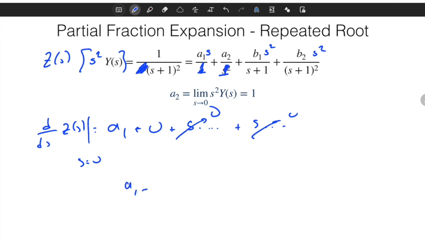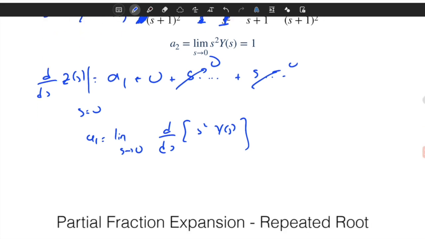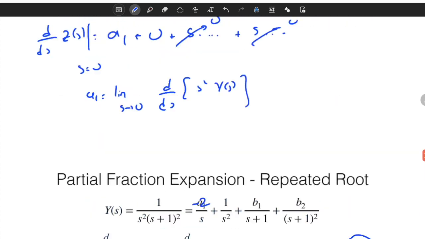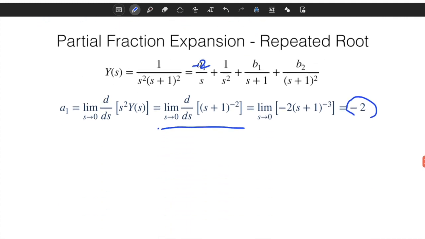So in order to compute a1, what I can do is take the derivative of this expression. And of course, I need more. So a1 is the limit as s goes to 0. Now I found a way to isolate a1 from all of the other coefficients. If I take the derivative, I will find this expression, and if I take the limit, I will obtain that a1 is equal to minus 2. Okay, that's great. So I computed a1 and I computed a2.